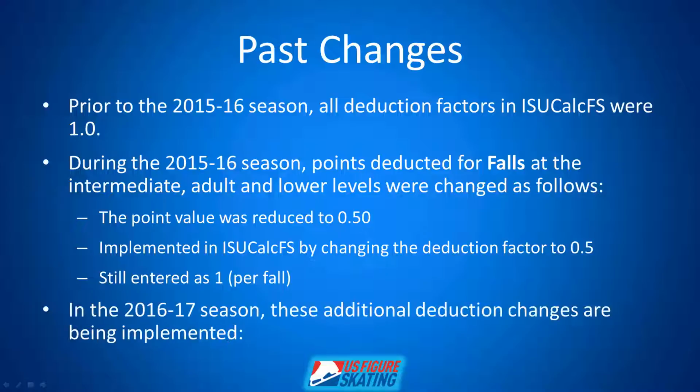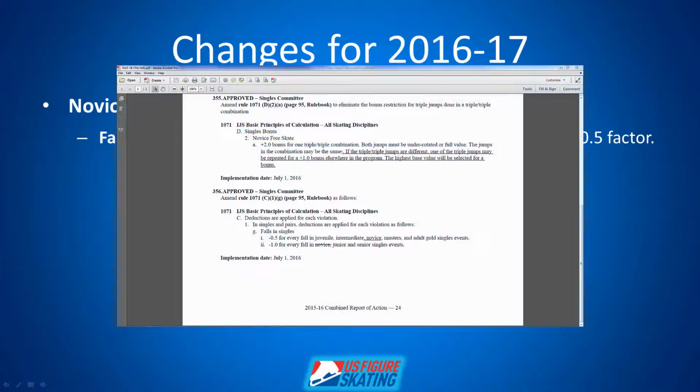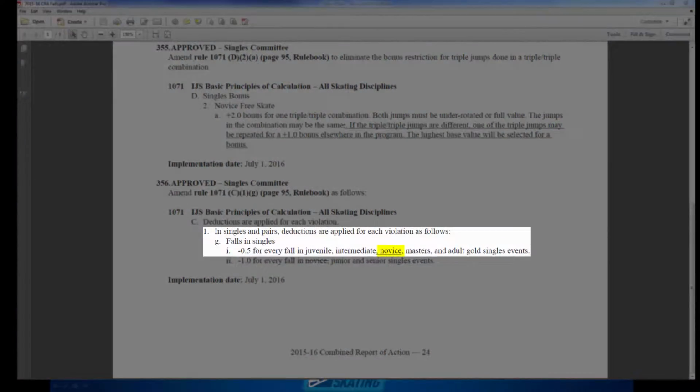In the 2016-17 season, these additional deduction changes are being implemented. Novice singles falls are also now worth a half point and will be implemented in ISUCalc with a 0.5 factor. This change can be found under item 356 in the Combined Report of Action from the 2016 Governing Council.